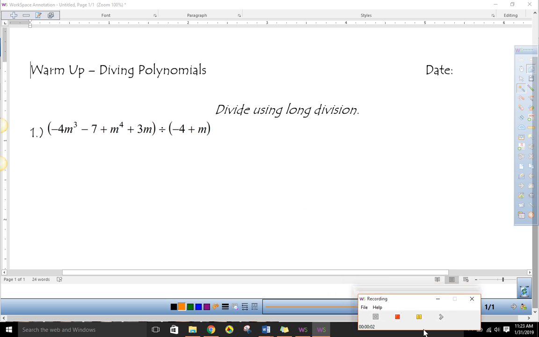So, we're using long division. How do I set it up? Which one goes on the outside? And negative 4 plus m goes on the outside. And how do I have to write it? M minus 4. Right? We got to put everything in order.